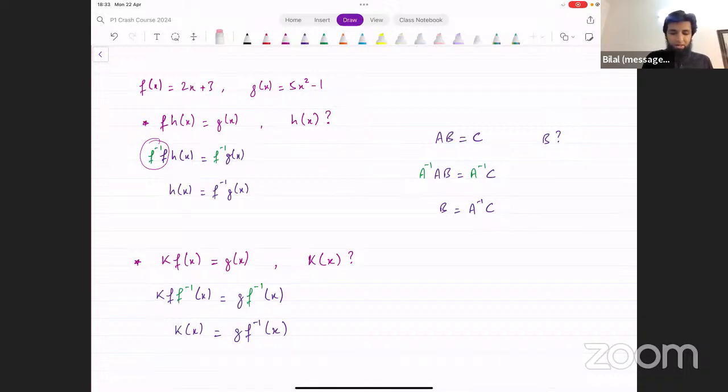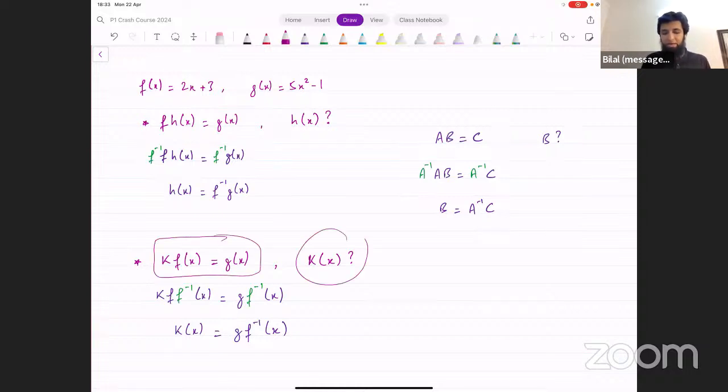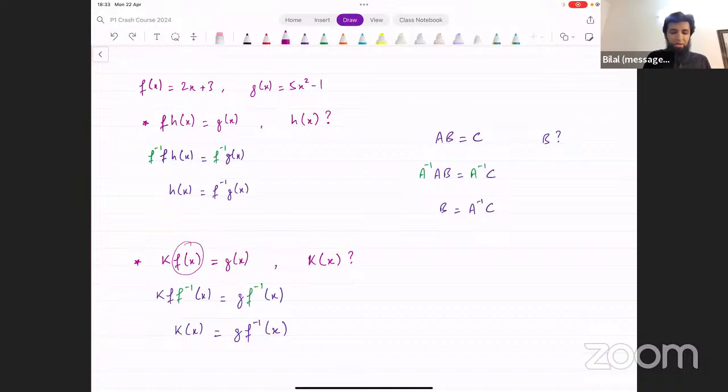Similarly, if you had k f of x equals g of x, and you have to find k of x, since f is on the right here and you want to make k the subject, you want to get rid of this f. Again, by applying f inverse, but since f is coming on the right side, we apply f inverse after f, so that when they come together, they cancel each other's effect. And do the same thing on the right side as well.